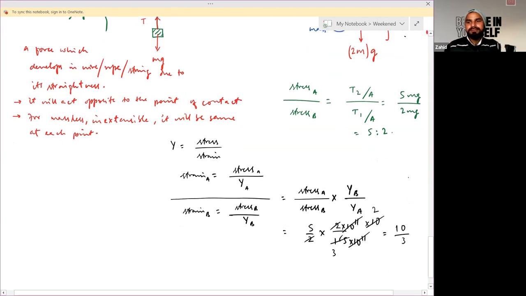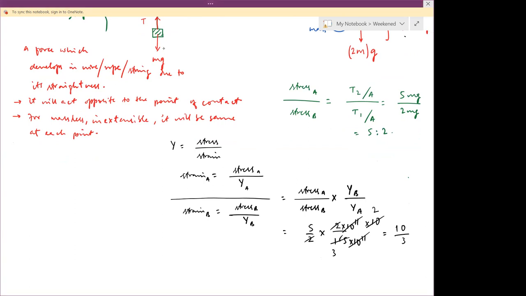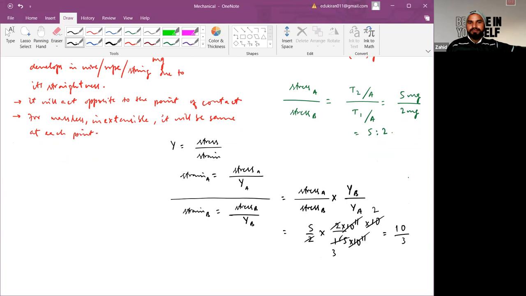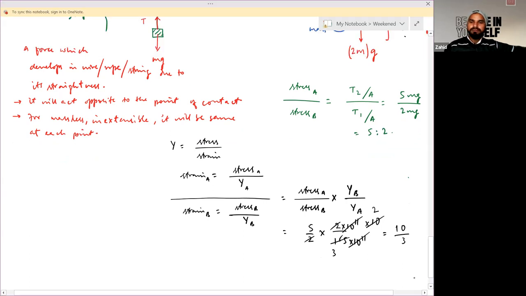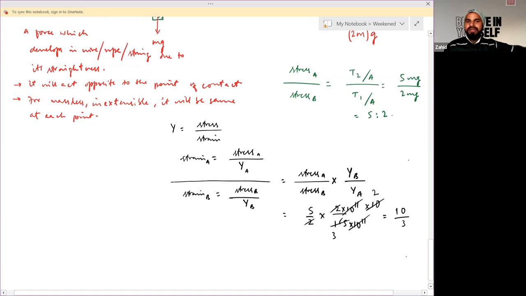Is it clear? Yes, sir. Just write it down. Abdul Wahid, do you have any doubt in this calculation? Good.